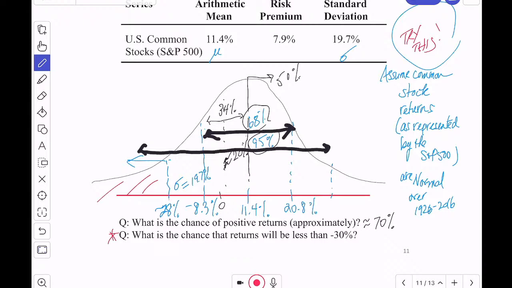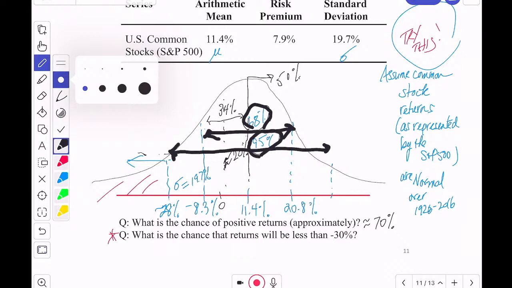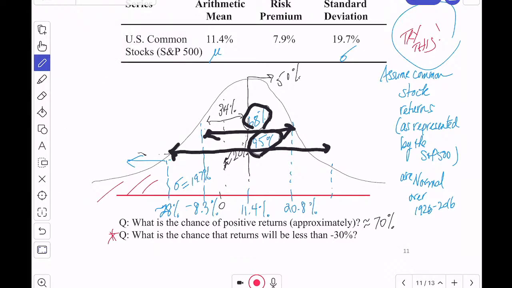I made it go too far. I'm going to cut it so it's not confusing. It goes to there. So if it's 95, then this must be 2.5 and 2.5%. So the chance that returns will be less than negative 30 is approximately 2.5%.